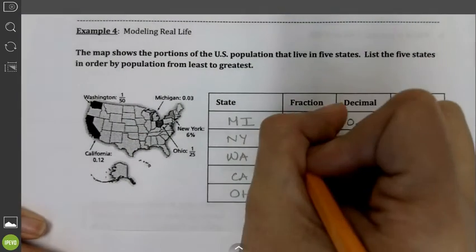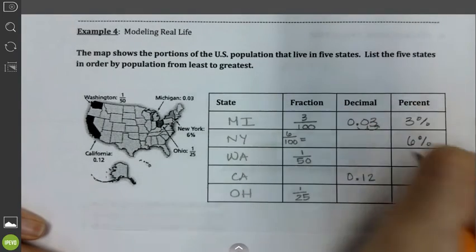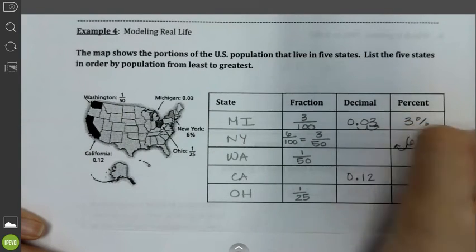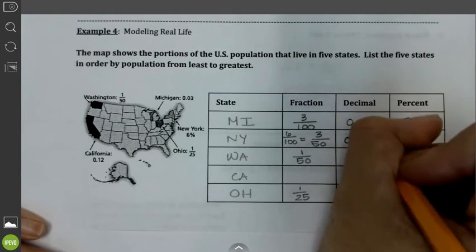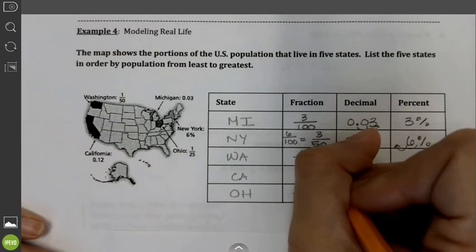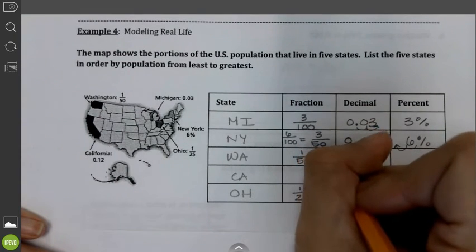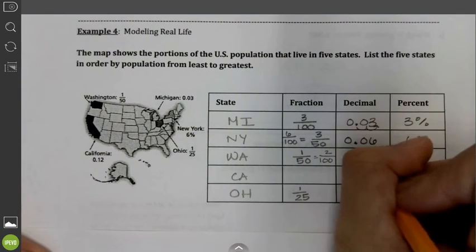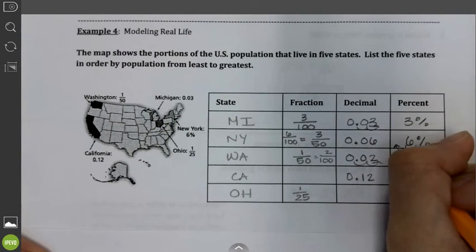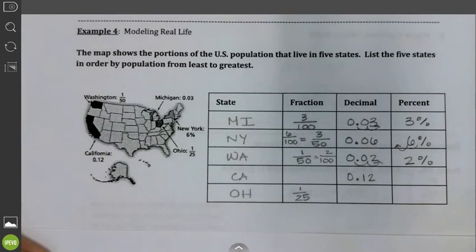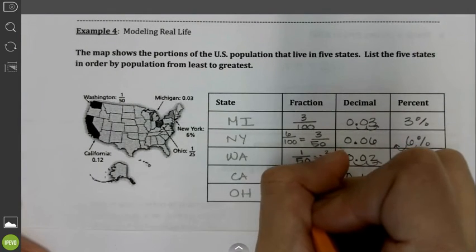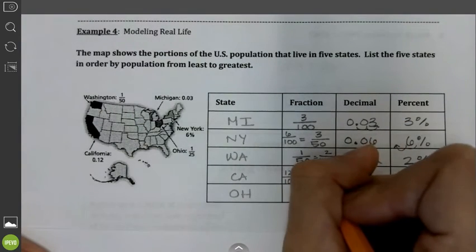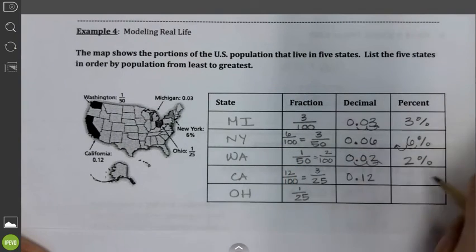Okay, 6% means 6/100, which simplifies to 3/50ths. And we move our decimal place 2 to the left, which gives me 6/100ths. Okay, for this one, I am going to give it a denominator of 100 by multiplying the numerator and denominator by 2. That gives me 2/100ths, or move the decimal 2 spaces to the right, 2%. Okay, this is read as 12/100ths, which can be simplified. Let's see, 4 goes into both of those, so that gives me 3/25ths.